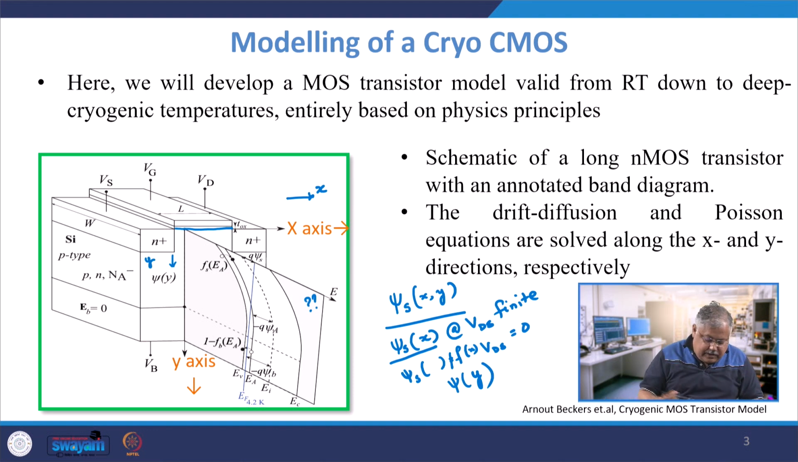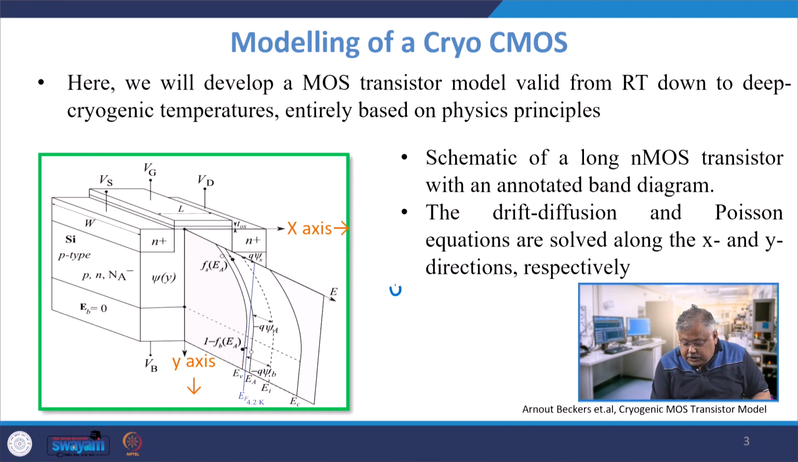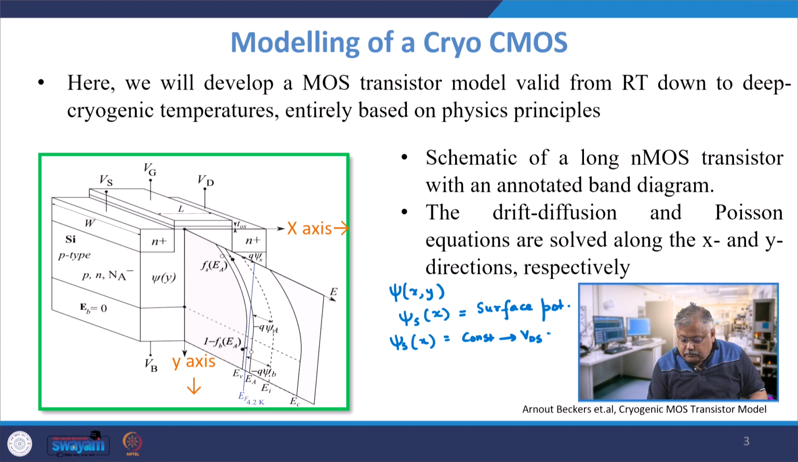I will again rewrite this statement for you to be clear. The general statement of potential is psi of x, y. Now, when we go to the surface, we write psi of x as a function of y, and this is defined as the surface potential. Now, we also say that psi s of x is constant if your VDS is 0, or almost 0 value.